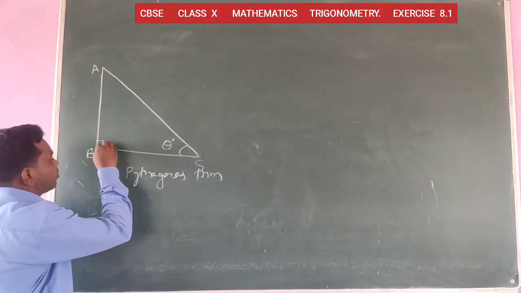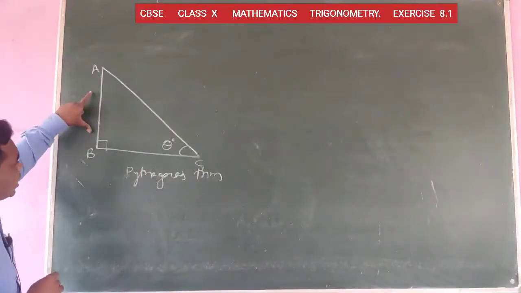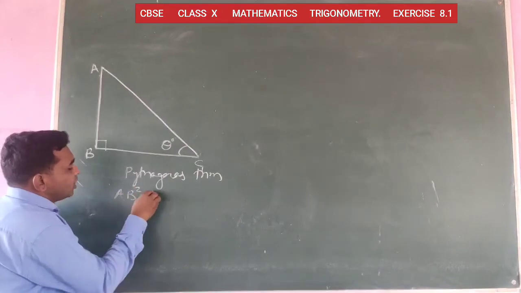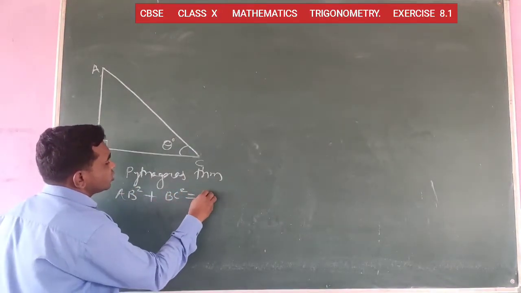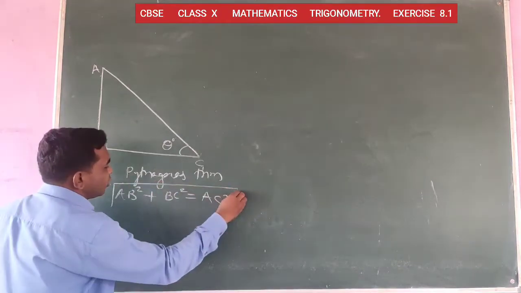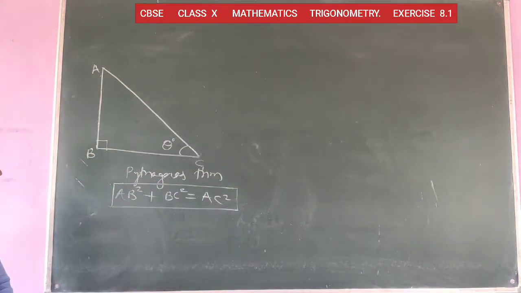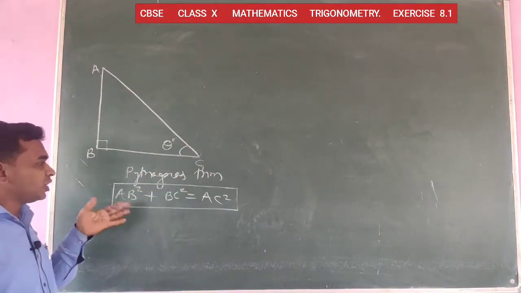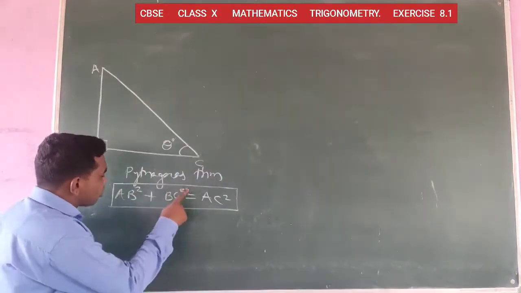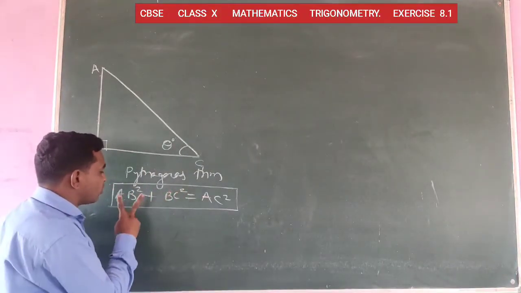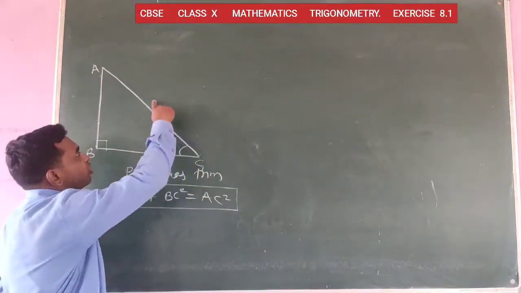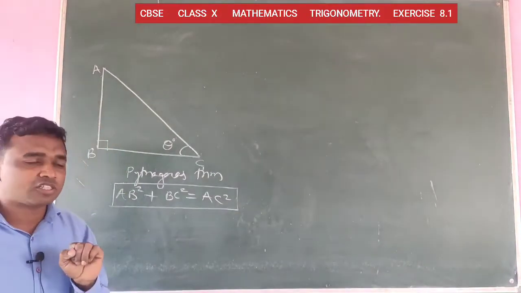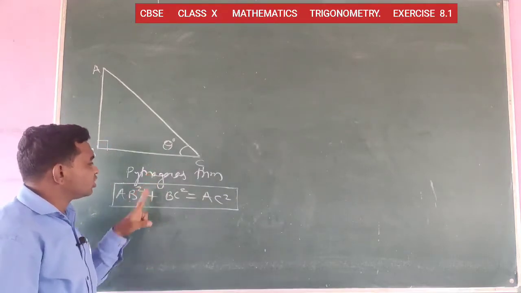That is the sum of the squares of the perpendicular sides. So in this triangle AB and BC are the perpendicular sides. That means AB square plus BC square is equal to AC square. This is the statement of the Pythagoras theorem. Here the perpendicular sides are AB and BC. According to the theorem, the sum of the squares of the perpendicular sides is equal to the square of the hypotenuse. The side completely opposite to the 90 degrees is called the hypotenuse. So this is the Pythagoras theorem.